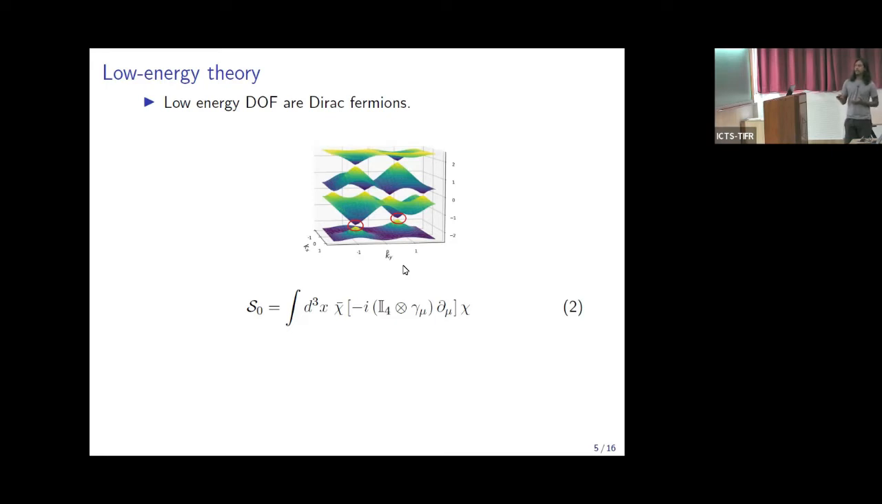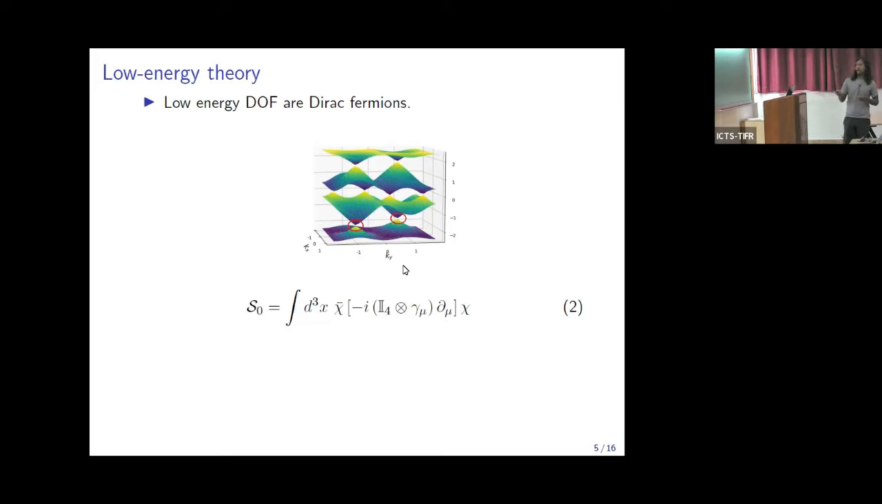For future reference, I'll show you many matrices of this direct product form. The first matrix will be written in the flavor space, which tells you how different degenerate bands mix with each other, which is in this case identity. And the second matrix, you can think of it as acting on the Dirac cone space or valley space, mixing the 2 valleys and bands.